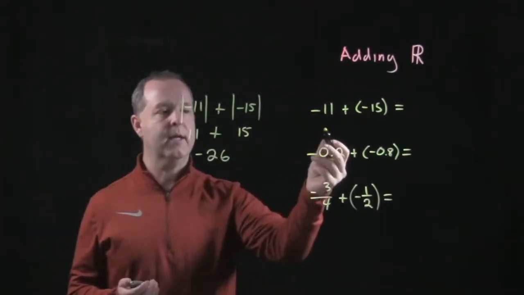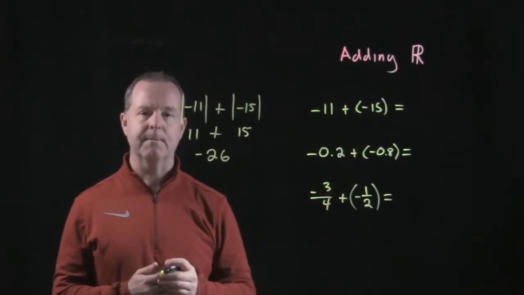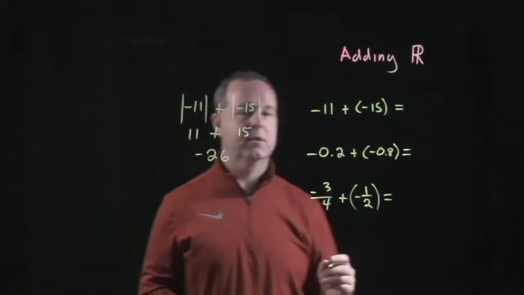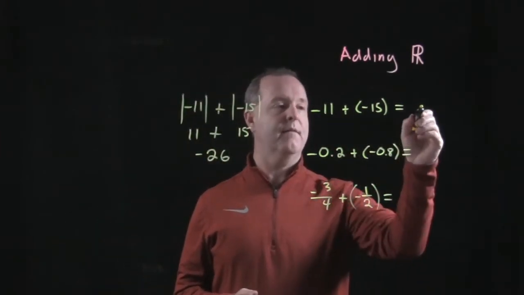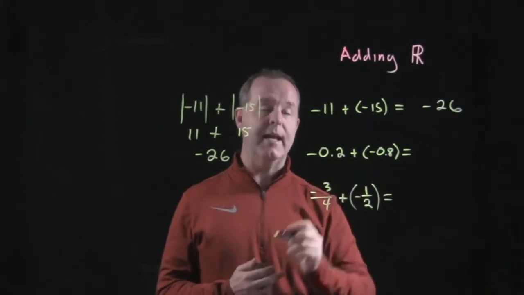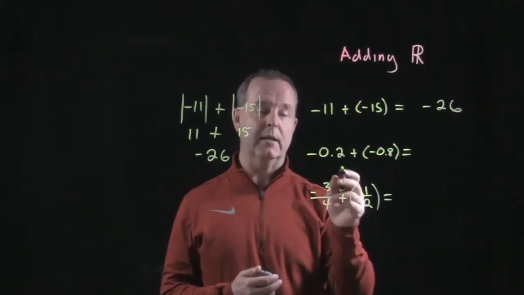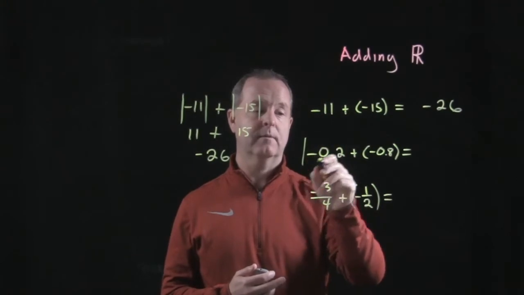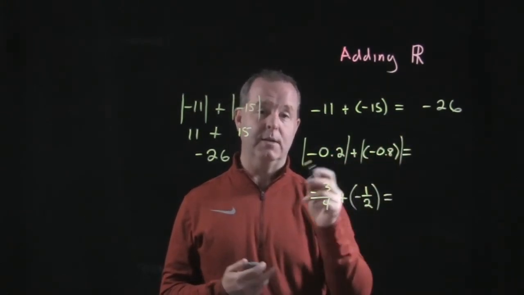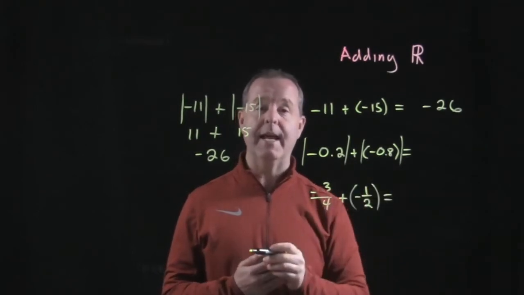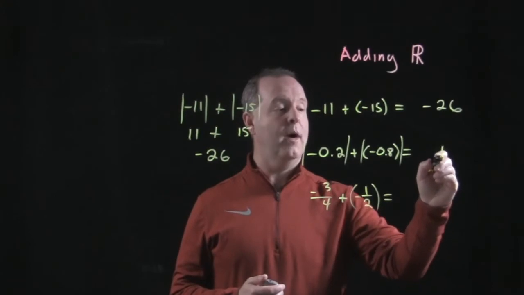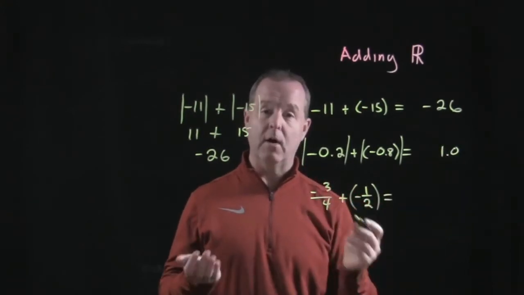So one way when I'm looking at negative 11 plus negative 15, I'm adding their absolute values and then keeping their sign. So let's look at this one we discovered was negative 26, negative 0.2 and negative 0.8. Well, we can look at their absolute values. Absolute value of negative 0.2 is 0.2. Absolute value of negative 0.8 is 0.8. So add those together, I get 1.0, and then I'll keep the sign.